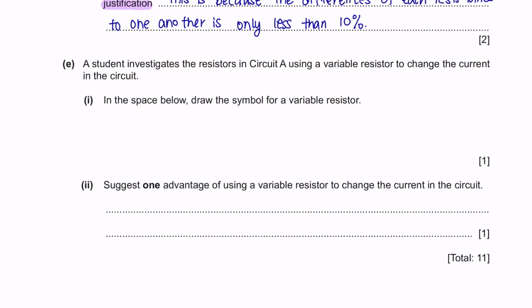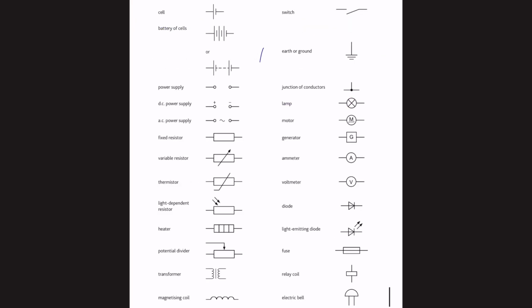Next, question E. A student investigates the resistors in circuit A using a variable resistor to change the current in the circuit. Part 1. In the space below, draw the symbol for a variable resistor. These are all the electrical symbols that you must know before your exams. If you don't know them, please take a screenshot. The symbol for a variable resistor should look like this.